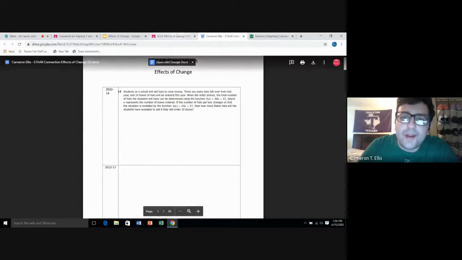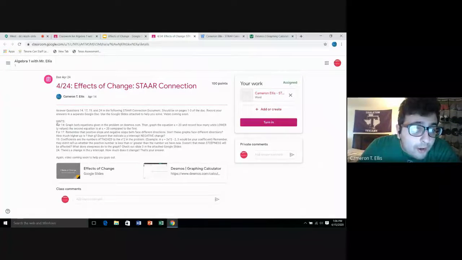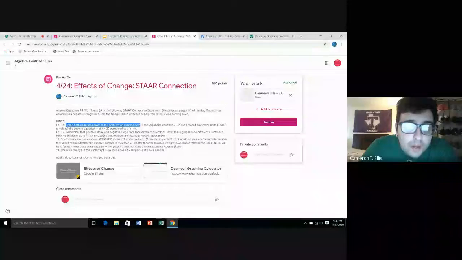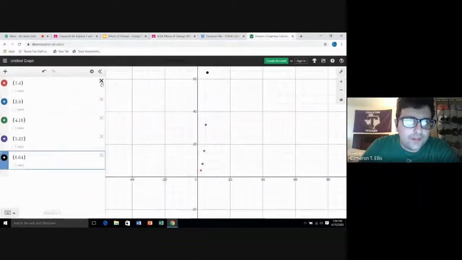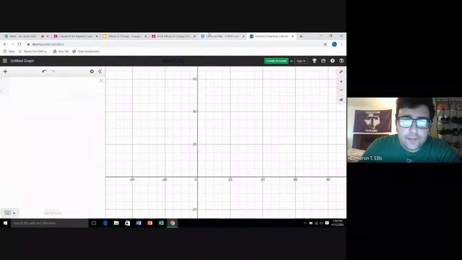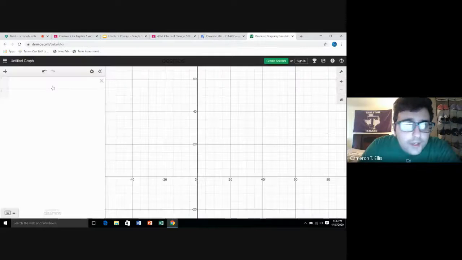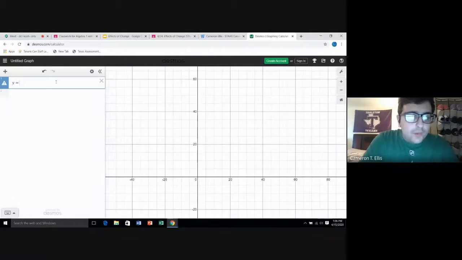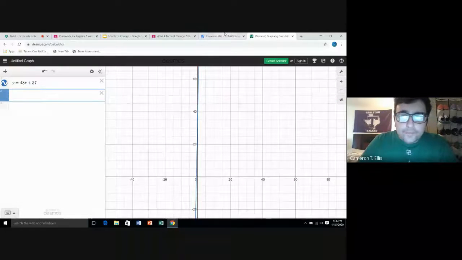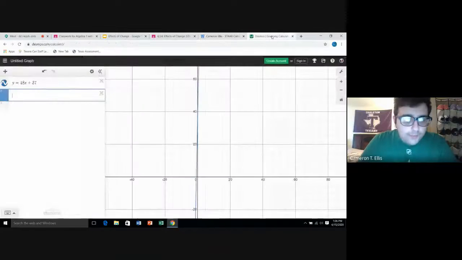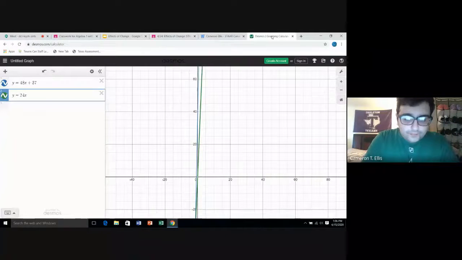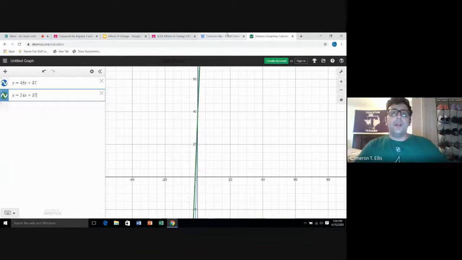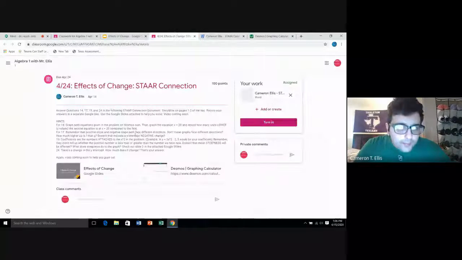So how did I figure that out? I have no idea. But look at our hints, right? It says graph both equations given in the problem on desmos.com. And so what equations did they give us, right? Let's exit out. 48x plus 37. So remember, f of x is y, so y equals 48x plus 37. And they also gave us h of x equals 24x plus 37. We'll type that in as well, right? We got both functions. Okay, now what?